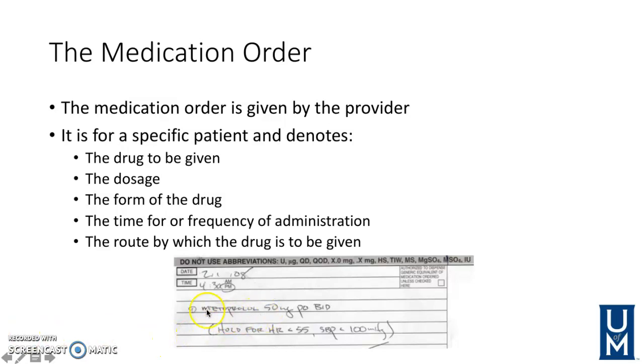You'll see here this example is listed. Metoprolol is a drug for blood pressure. 50 milligrams is our dosage. PO is by mouth, so we know it's going to be given orally. And then BID, which is the time and frequency here. We don't actually have the form of the drug, but most likely since it is oral, it'll be a capsule or a tablet.